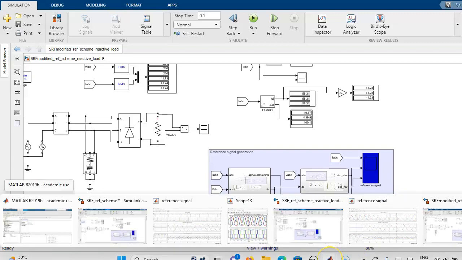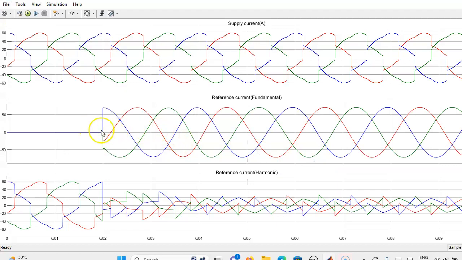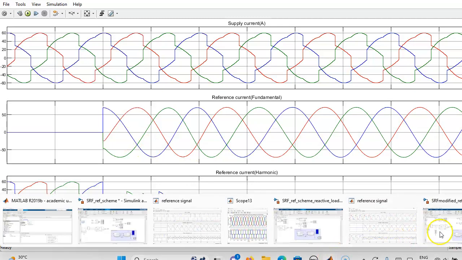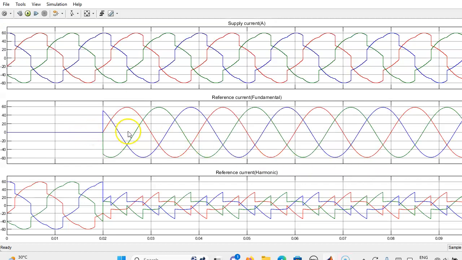Previously, without modifying the reference frame, we had taken only the synchronous reference frame. Here if you see, the fundamental current is 41, but here the fundamental current is 50.62. Then with the reference signal, you can see there is a lag, but the reference signal of this modified SRF will be in phase with the supply voltage. So this is the reference signal, then this is the harmonic component.